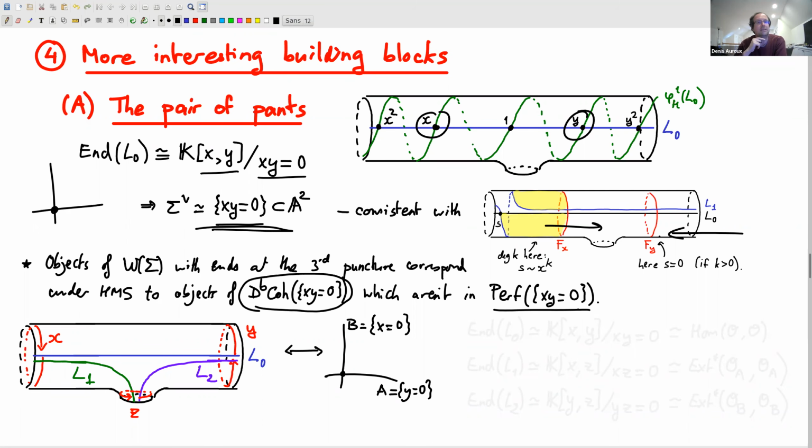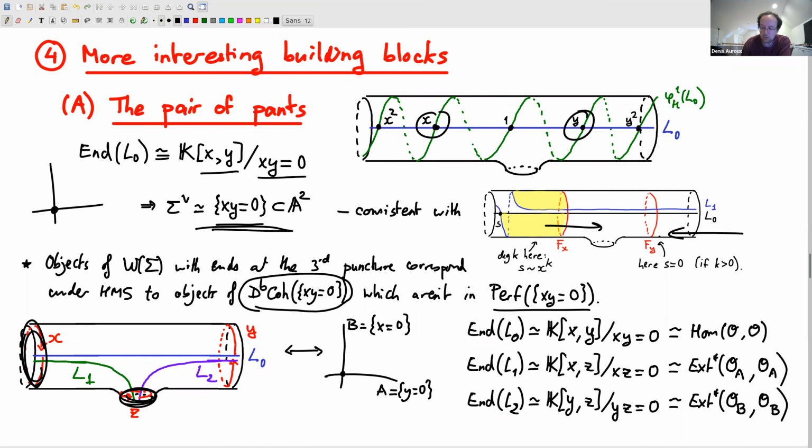So a basic example of that is these two curves, L1 and L2, that I've drawn on my pair of pants. There's actually a threefold symmetry in the pair of pants, so you can calculate their endomorphisms, and you'll see that it involves these powers of x, which are kind of chords that go around this end, but also now powers of a new variable that I will call z, corresponding to that end.